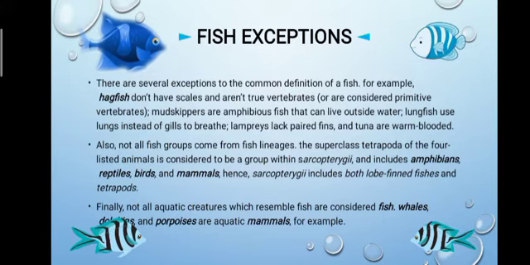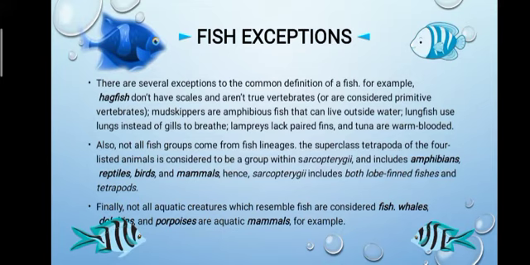In this slide, we will tackle fish exceptions. There are several exceptions to the common definition of a fish. For example, hagfish don't have scales and aren't true vertebrates, or are considered primitive vertebrates. Mudskippers are amphibious fish that can live outside water. Lungfish use lungs instead of gills to breathe. Lampreys lack paired fins, and tuna are warm-blooded.